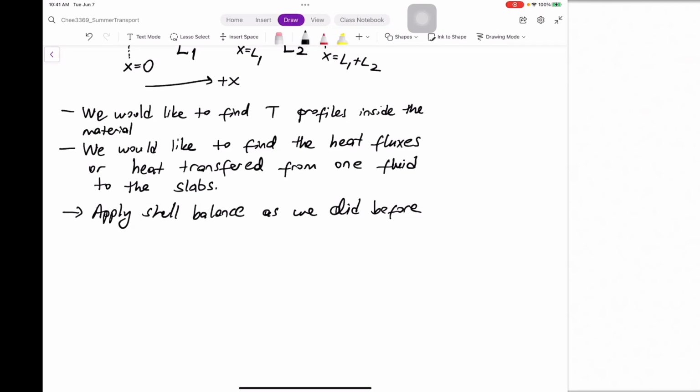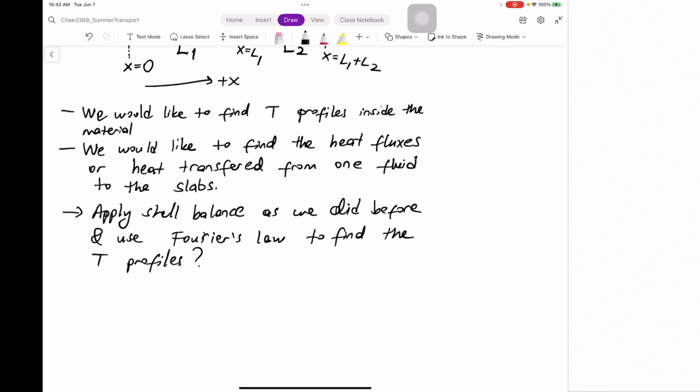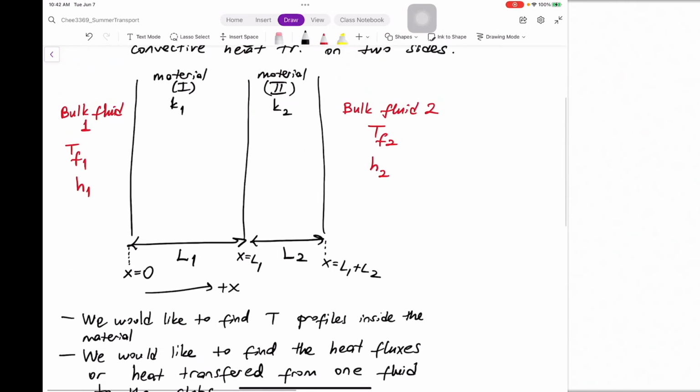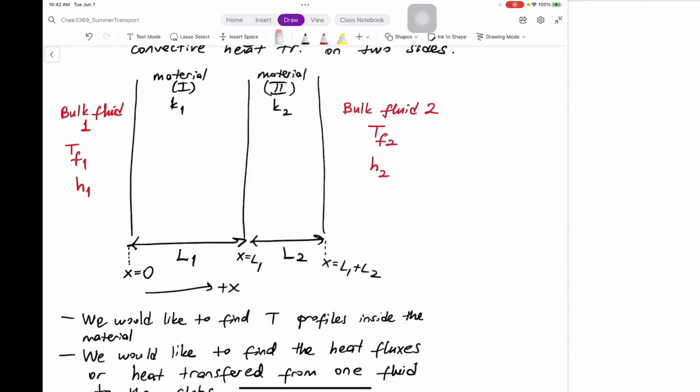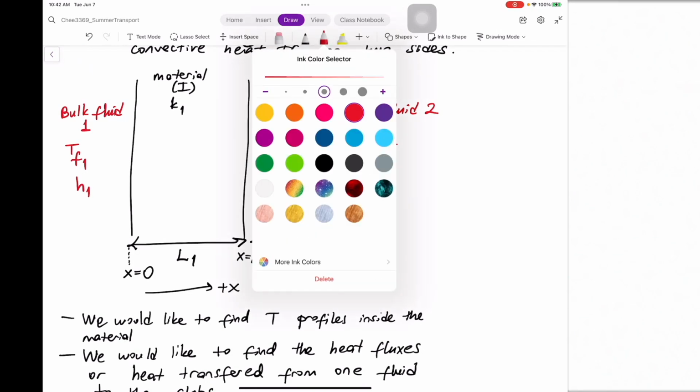Right? And then use Fourier's law to find the T profiles. Correct? So we're going to do the same thing. Well, actually, you can say there is no need to redo this, because I'm going to find the same thing again if I do it again, right?